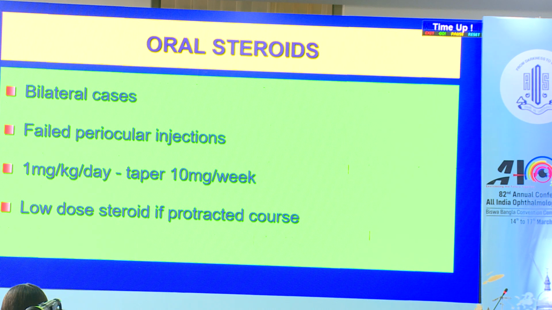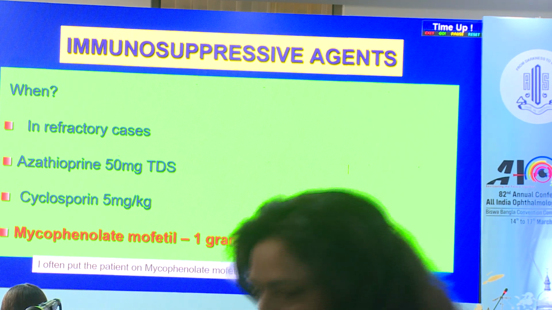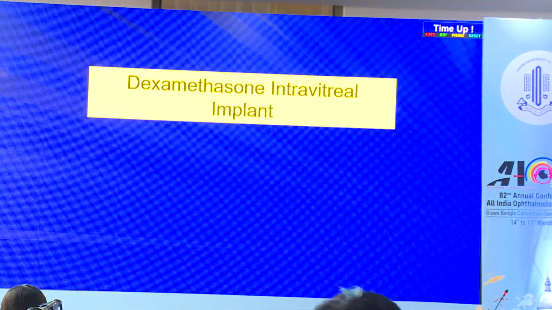Failed periocular injection: 1 milligram per kilogram per day, taper 10 milligram per week, or 5 milligram later on. Low dose of steroid if protracted course. Immunosuppressive agents in refractory cases: I choose mycophenolate mofetil 1 gram BD, and one can use azathioprine 50 milligram TDS. Cyclosporine is not that very effective.